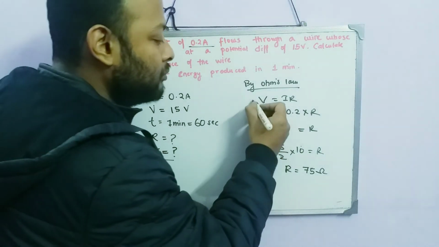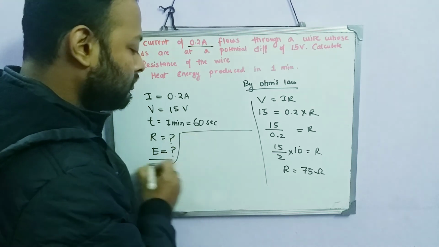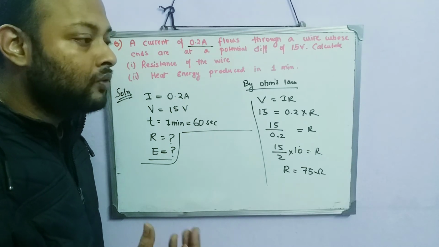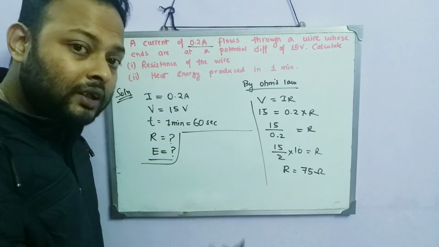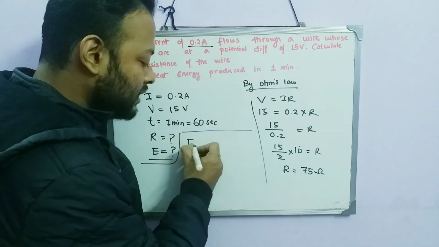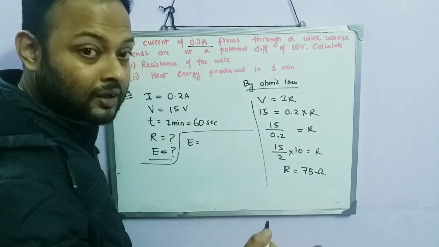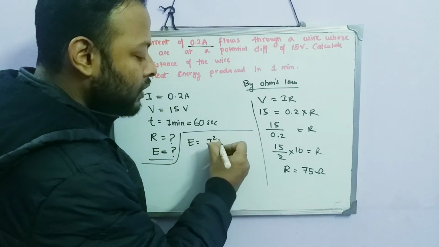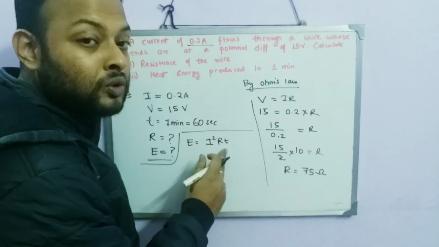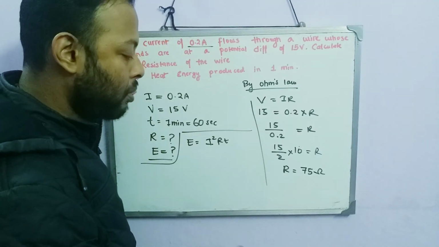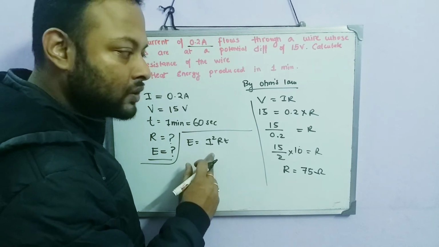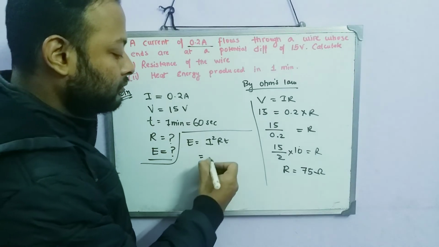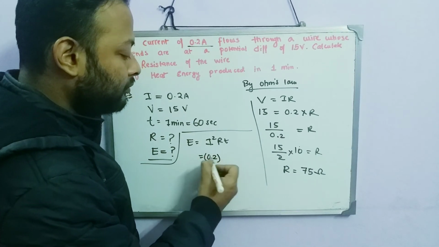Now they are also asking me to calculate the heat produced. So heat is what? It's a form of energy. So they are asking me to calculate the energy produced. In just the previous sum, we have done with the same formula. The heat energy which is produced, that formula is I square RT. We get this formula using Joule's law of heating, which I will explain in the next video. Just remember the formula is I square RT. So I is how much given? I is given 0.2 square.